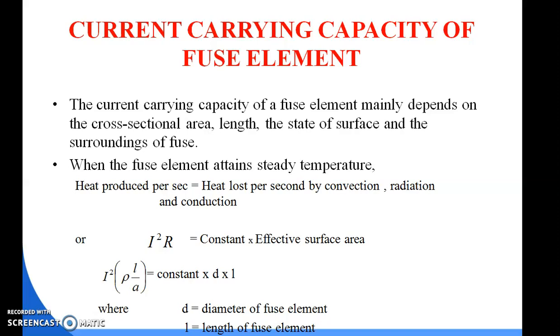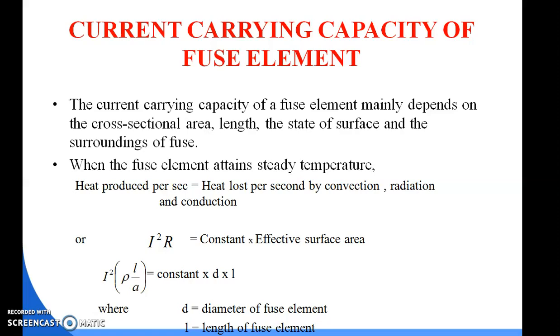The current carrying capacity of a fuse element mainly depends upon the cross-sectional area, length, the state of the surface, and the surroundings of the fuse. Remember this point: when the fuse element attains a steady temperature, heat produced per second is equal to heat lost per second by convection, radiation and conduction.